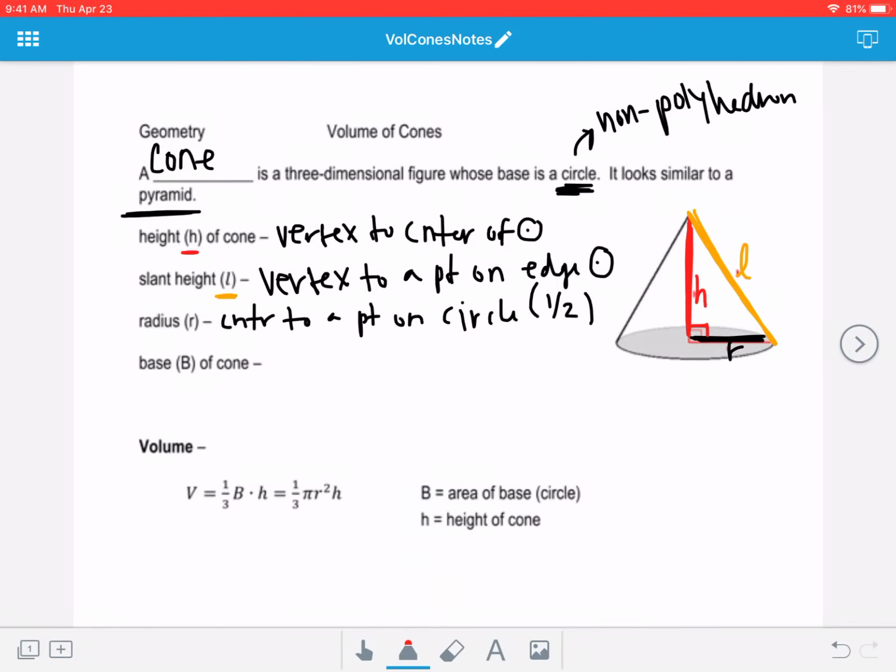The base of a cone is a circle. Cool. To find the volume of a cone, remember, volume is the number of cubic units that fit inside of a shape. The volume of a cone is 1/3 big B times H, just like the pyramid, because remember, a cone and a pyramid are similar. They only have one base, so they're going to use the same volume formula. Big B, area of the base, H, height of the cone. 1/3 big B times H.